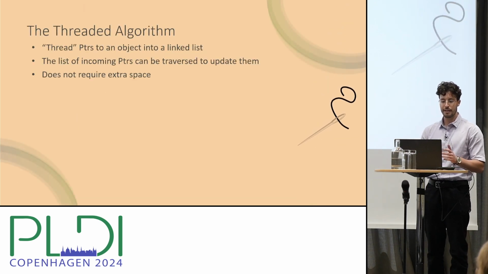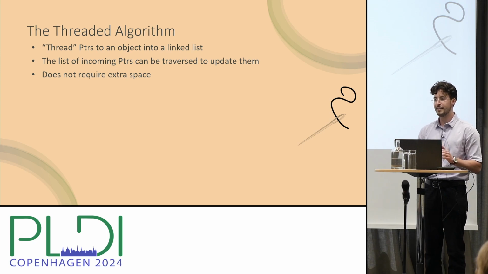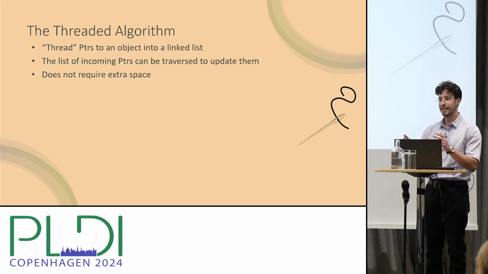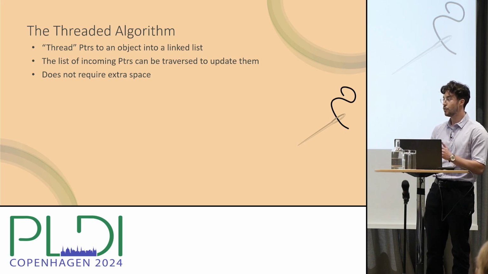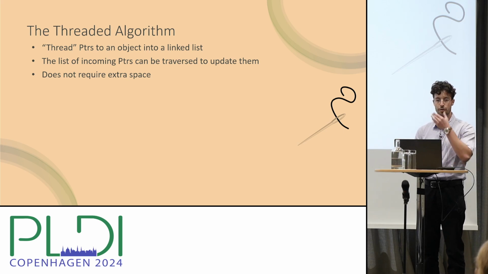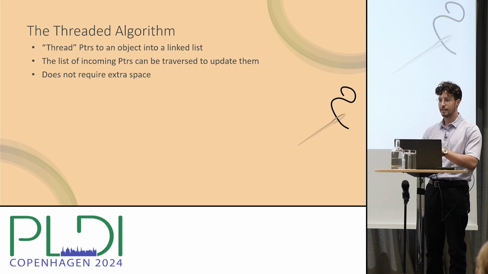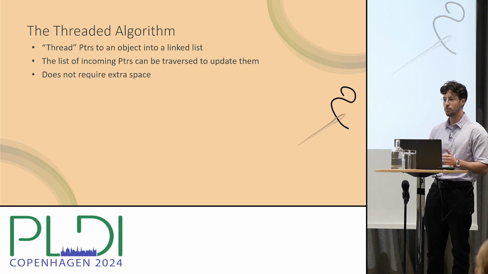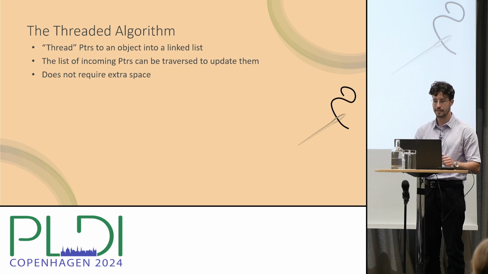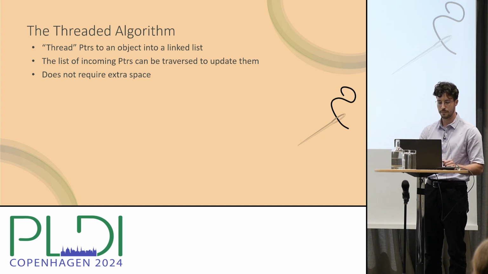So in the threaded algorithm, the idea is to take pointers to an object and transform them into a linked list beginning in that object's header. Then when this object is handled and a new address for it is computed, we can traverse this linked list and fix all pointers in it. It can be done in a smart way, which does not require extra space and instead uses existing fields.